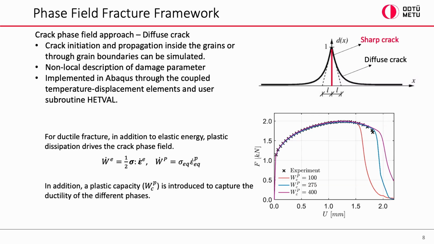So just to understand how this model works, we are using a threshold-based model, which means that with this plastic dissipation energy threshold, we can control the ductility of the model by increasing or decreasing it. So we will give two different values for martensite and ferrite to define their ductility.